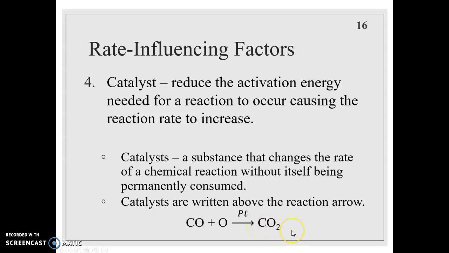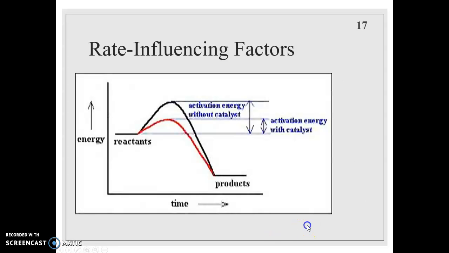Another enzyme you've probably seen is the catalase in pretty much all living things. It'll react with hydrogen peroxide and break the hydrogen peroxide down into oxygen and water, and as a result you see bubbles where the oxygen is being formed. That reaction is very slow without the presence of the catalase enzyme.